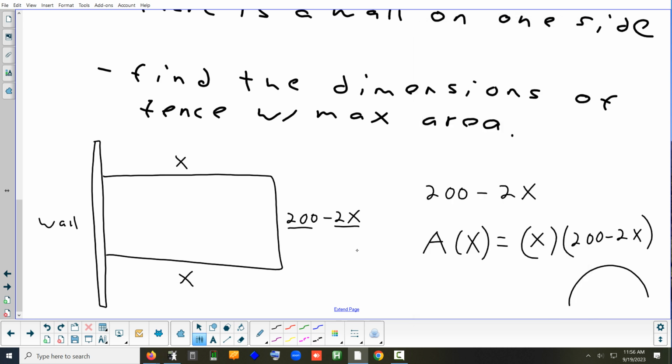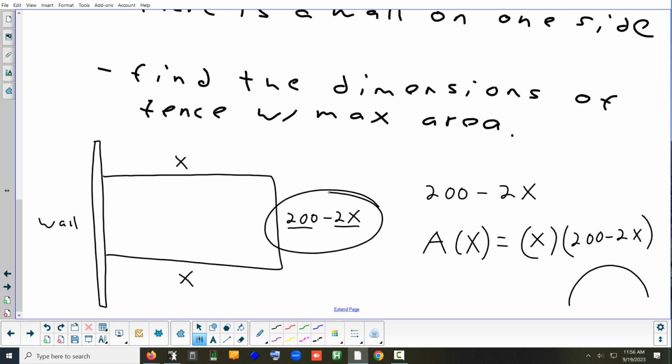Think of this. You don't want that number to be what kind of number? Well, nothing's going to be imaginary, but we don't want that to be a negative number. So what's the biggest x could be?